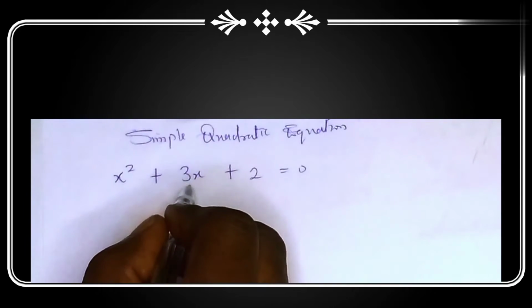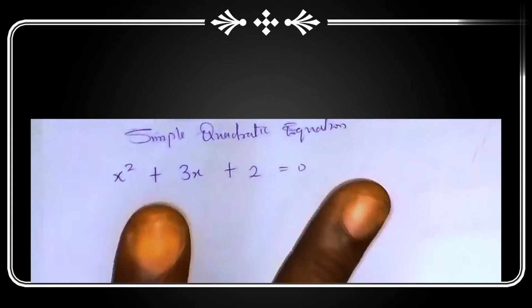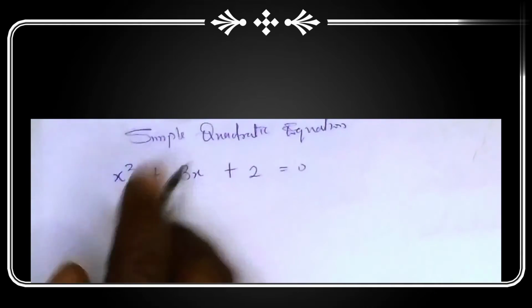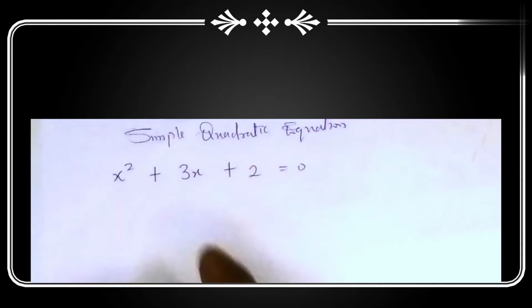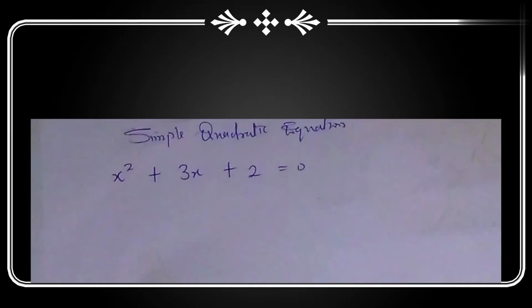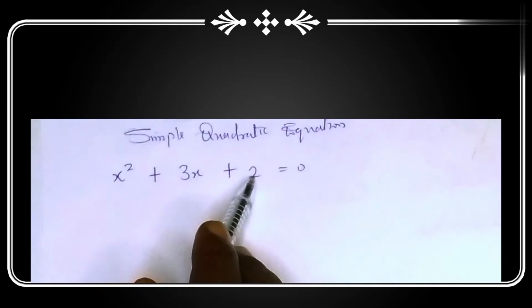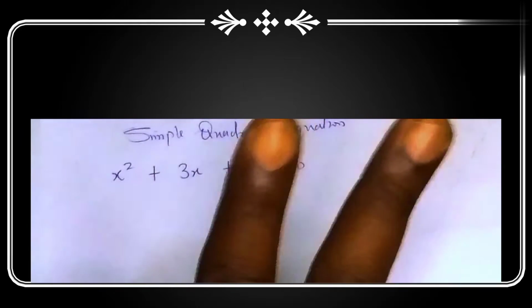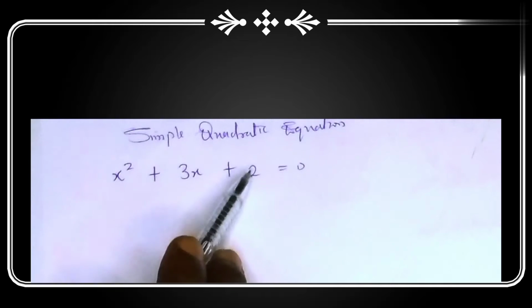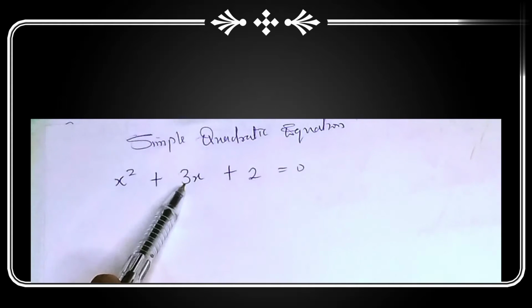To do this, we need to break the 3x into 2. How do we break it into 2? We look at this part that doesn't have a variable, 2 in this case. What are the two items that if we multiply them together, we get 2, and if we add them together, we get 3?